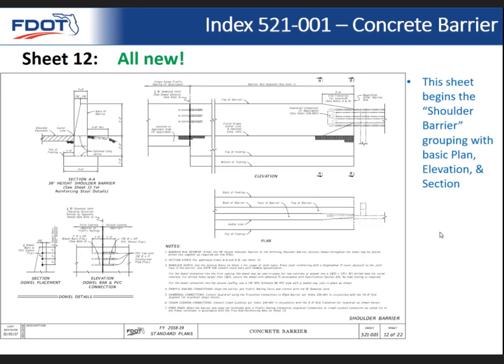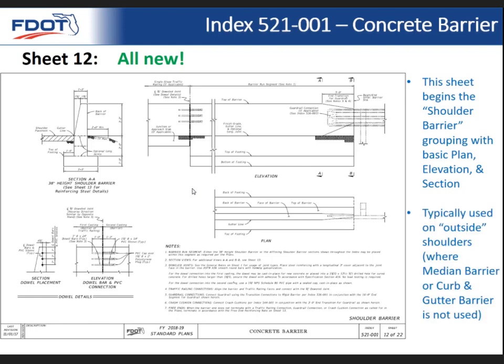So moving on to sheet 12, we're now kicking off the shoulder barrier grouping of the index sheets. And again, we start each grouping with just the basic elevation plan and section view, so the contractors get their bearings, and then how to connect to guardrail. In this case, it's more simple, just for a single face shoulder barrier, and then how to connect to traffic railings and the like.